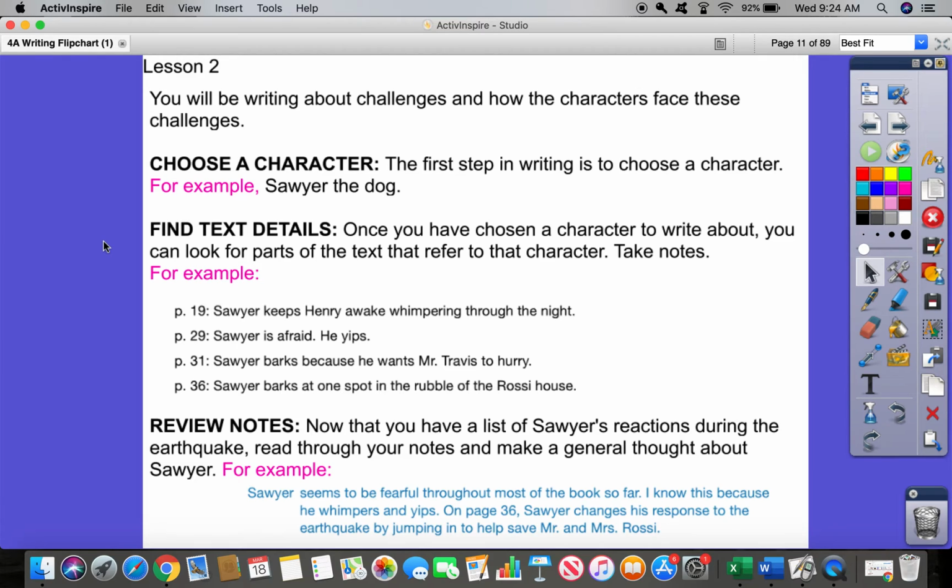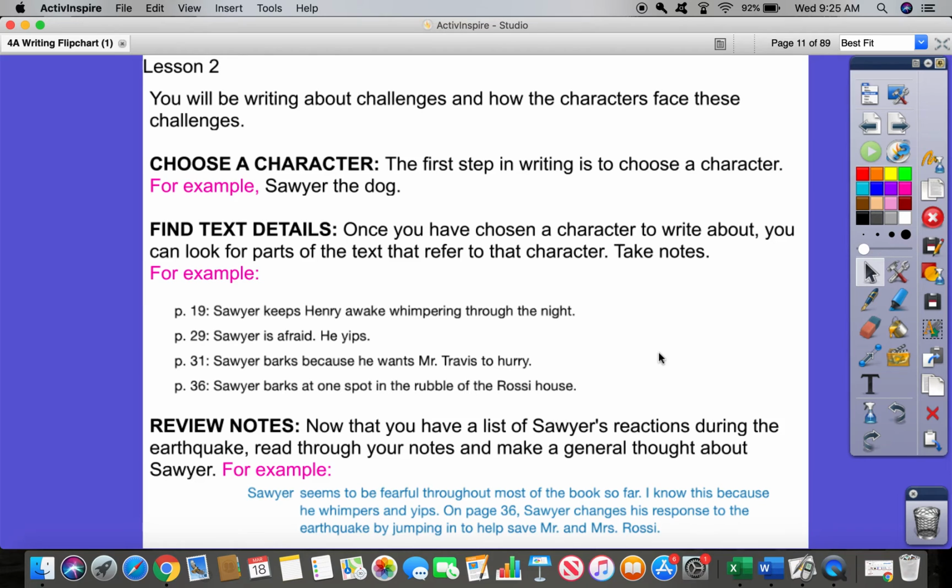So for example, on page 19, Sawyer keeps Henry awake, whimpering through the night. He's making little noises. And what that shows is on page 29, Sawyer is afraid, he yips. Page 31, Sawyer barks because he wants Mr. Travis to hurry. And on page 36, Sawyer barks at one spot in the rubble of the Rossi house.